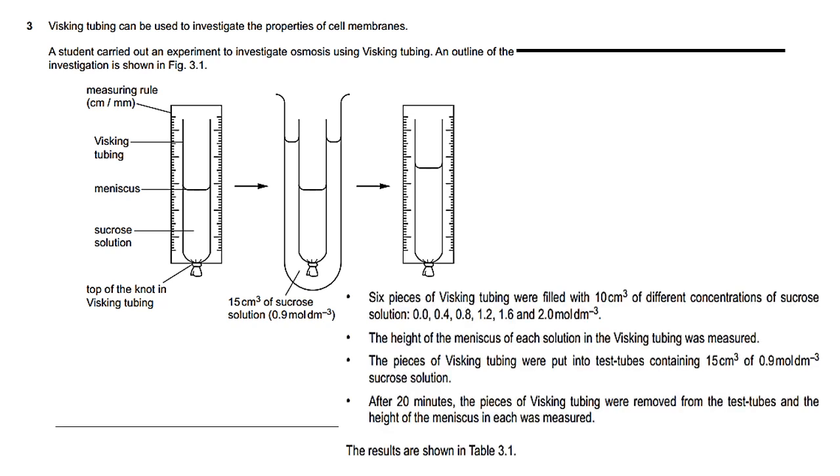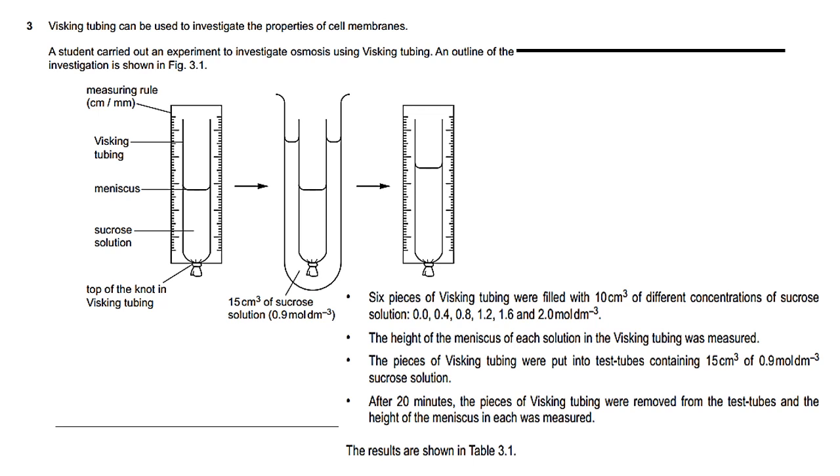But let's read some more. 6 pieces of Visking tubing were filled with 10 cubic centimeters of different concentrations of sucrose, and you can see there's 0, 0.4, 0.8, 1.2, 1.6, and 2.0. The height of the meniscus of each solution in the Visking tubing was measured. The pieces of Visking tubing were put into test tubes containing 15 cubic centimeters of 0.9 mole per dm cubed sucrose solution. After 20 minutes, the pieces of Visking tubing were removed from the test tubes, and the height of the meniscus in each was measured.